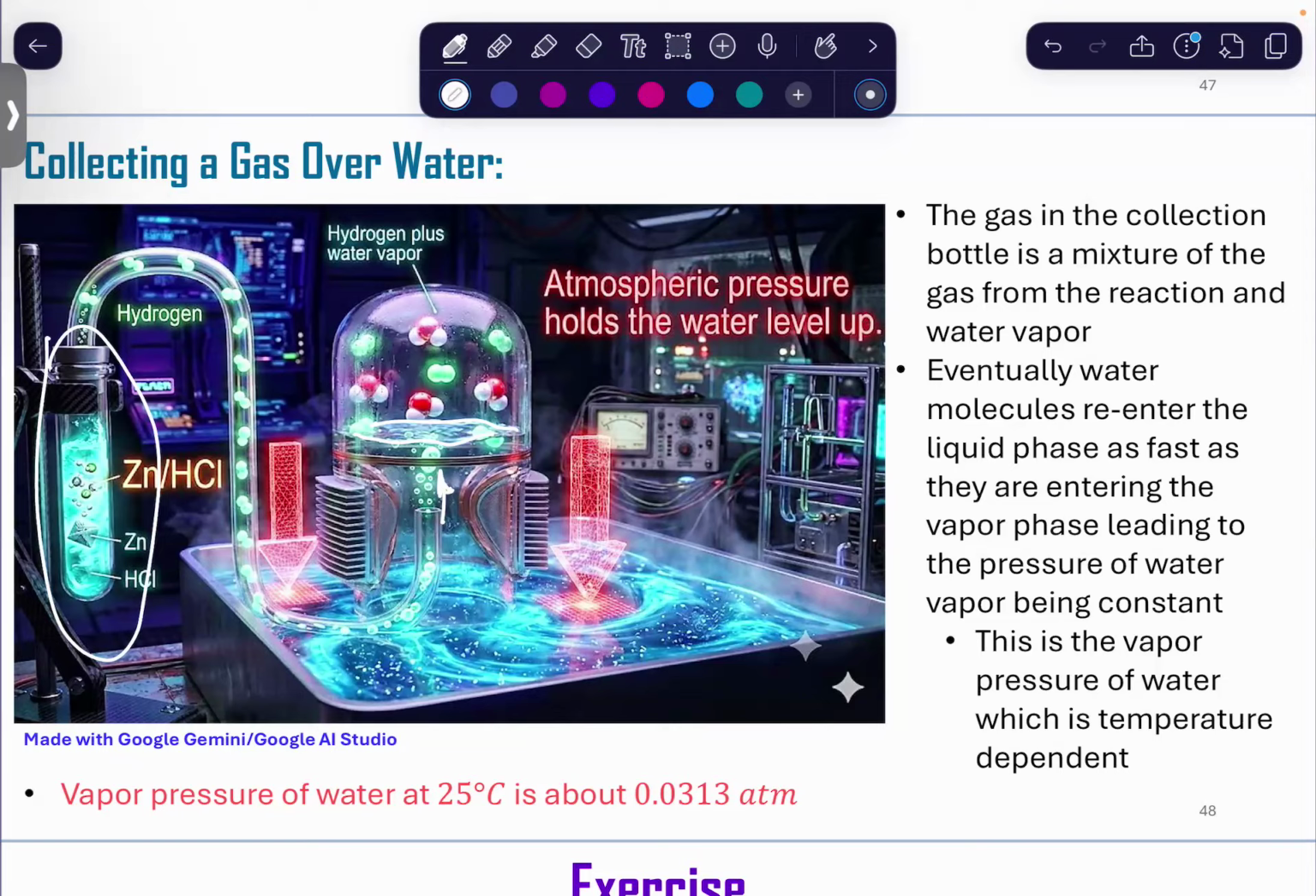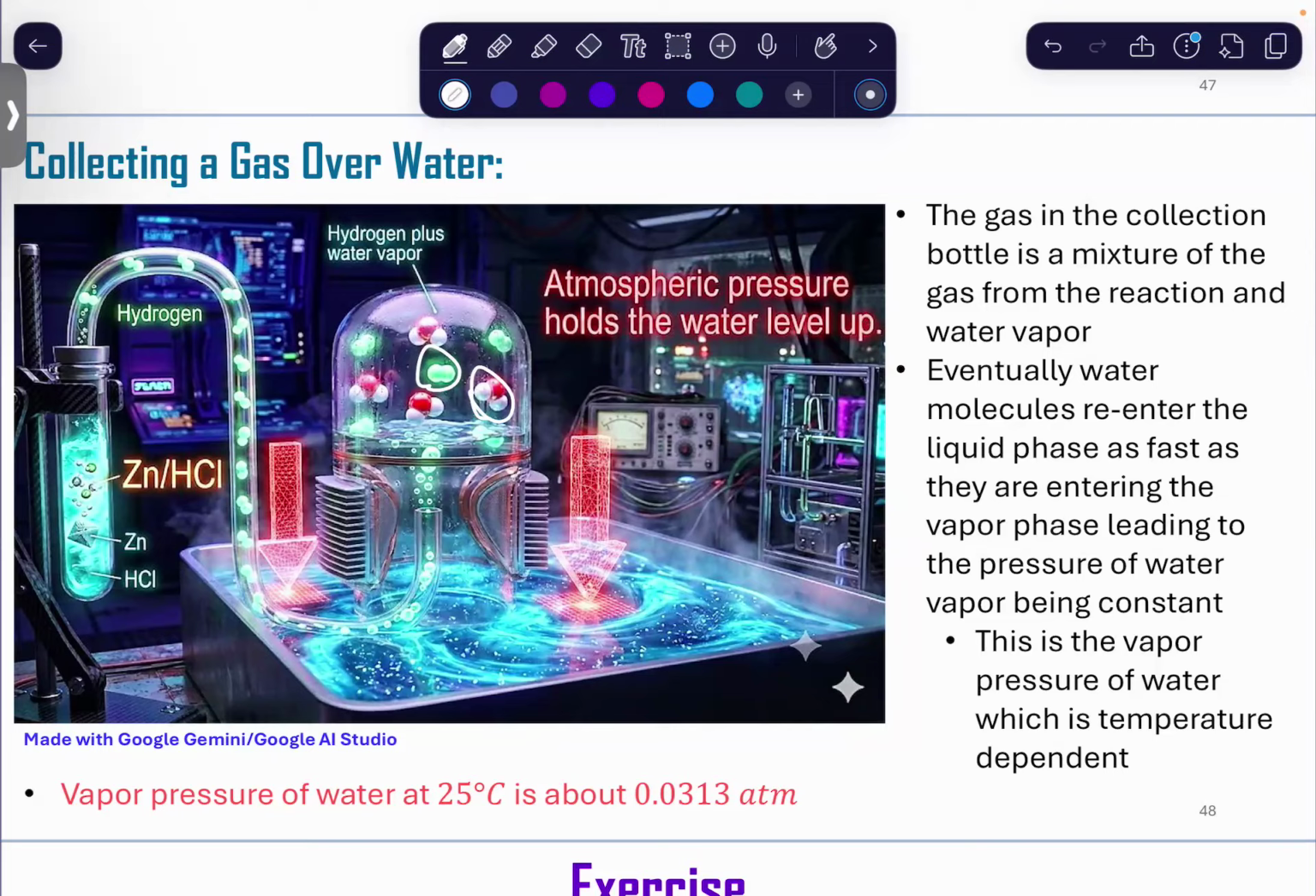The reason a lot of people get these calculations wrong is because they don't account for the fact that above the water, when you're collecting your gas, you can see both hydrogen molecules but also water molecules. So water will escape with the gas you're collecting and be above the water there. So you have to factor that out. And this is going to depend heavily on what's known as the vapor pressure of water.